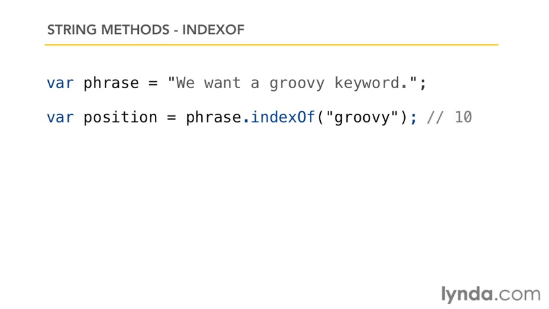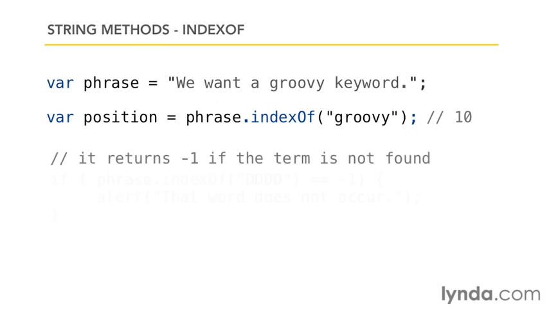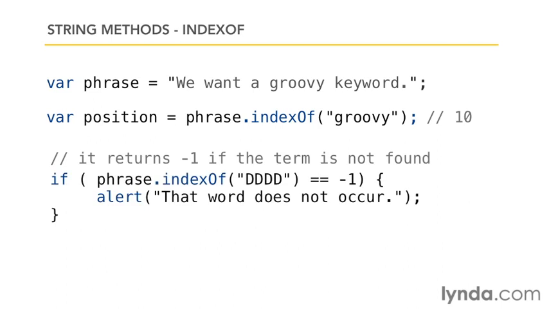Now what's going to happen is if that word exists in the first string, it's going to return the position, and that's 0-based. So the first letter of the string, which is the uppercase W, would be position 0. Groovy would start at position 10. If that word is not found in the string, this will return -1. So if, for example, I wanted to find out if a certain phrase or word did not occur, I could call phrase.indexOf, passing in, say, DDDD. We know that does not occur. And if the result of that was -1, I could pop up an alert box that says, no, that word does not occur in the string. And of course, there are dozens of ways that you could combine these different kinds of operations to find out if a phrase was in a string or if it was not in a string, but this is one example of doing this.